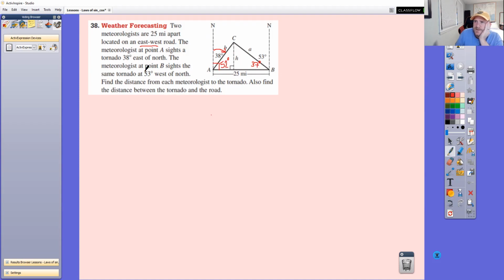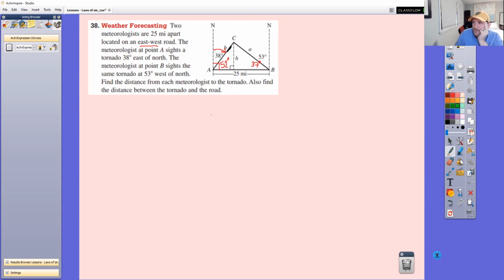And then what are we doing? It says the meteorologist at point B sites, find the distance from each meteorologist to the tornado. Also find the distance from, okay, super awesome. So great. We want to solve for A, the meteorologist at point A.